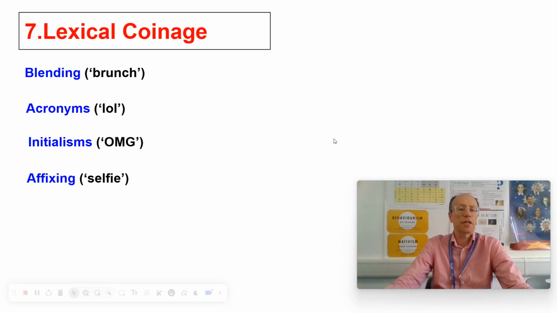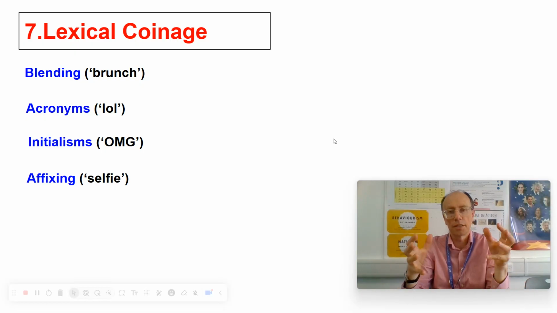You have affixing, a very common way of coining new words, where you take an existing morpheme. A morpheme means a unit of meaning in a word, and then you put on the front of it a prefix, or you add on the end of it a suffix, and that changes the meaning of the word.